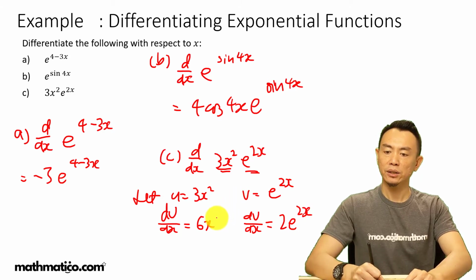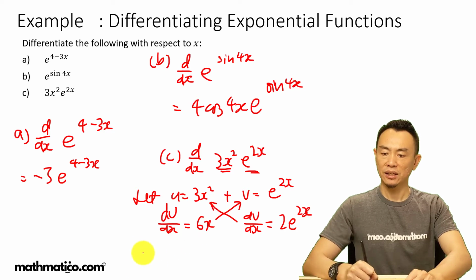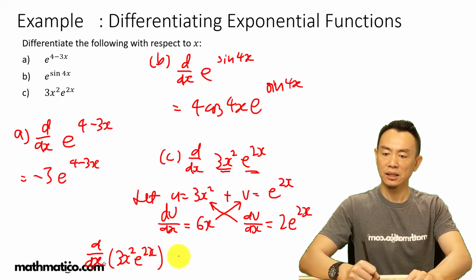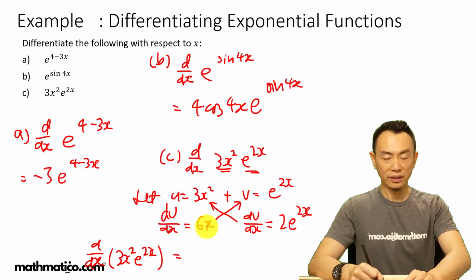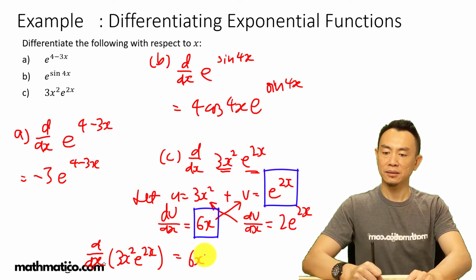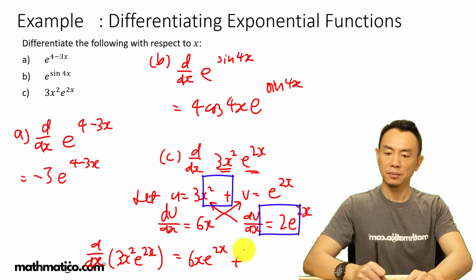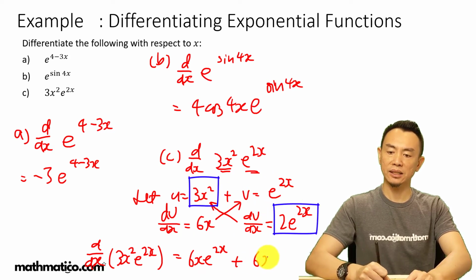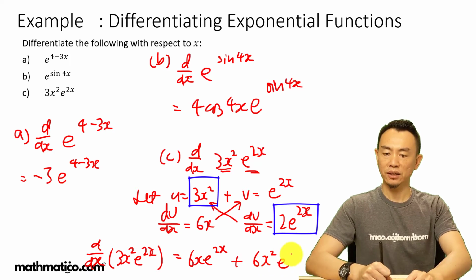Differentiate the first times the second, plus differentiate the second times the first. This is a bit troublesome, but we have to write the whole thing. So d dx of 3x squared e to the power of 2x is equal to 6x e to the power of 2x plus 2e to the power of 2x times 3x squared. So 2 times 3 is 6x squared, and we have e to the power of 2x.